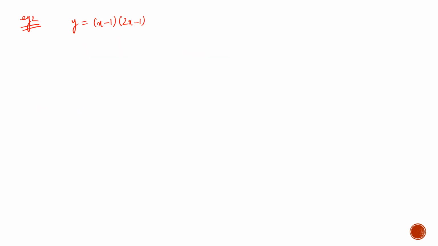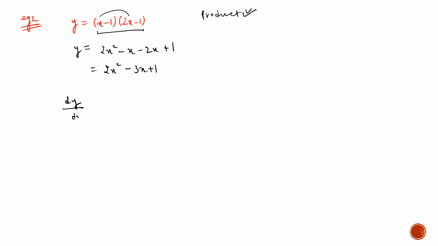For example, we have one more example here. This is a kind of product of two. Rather than using the product rule here, you can use the product rule, but if you aren't comfortable with the product rule, we can simply solve this equation. Multiplying x with 2x, it's 2x square, then minus x minus 2x plus 1. Solving it, we have 2x square minus 3x plus 1. Now we can find the dy by dx here, which is 4x minus 3. So this is the required solution.